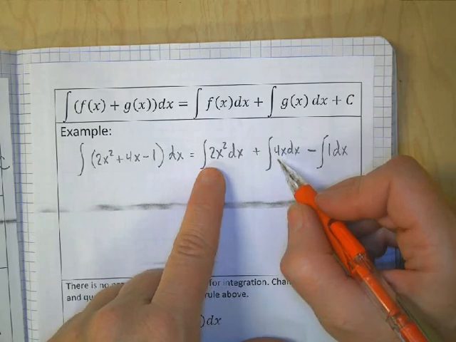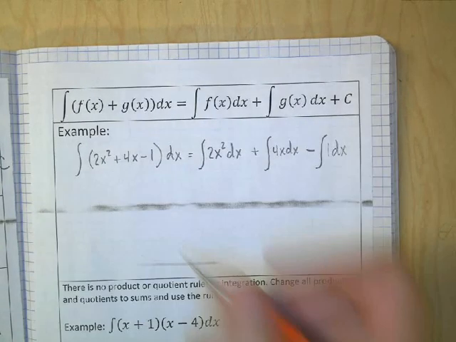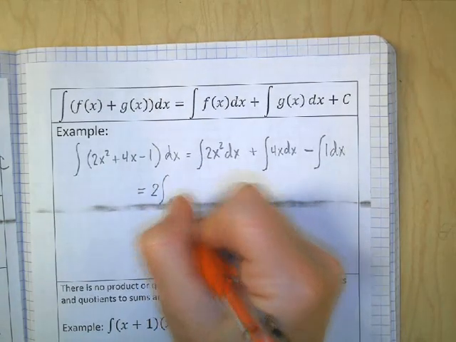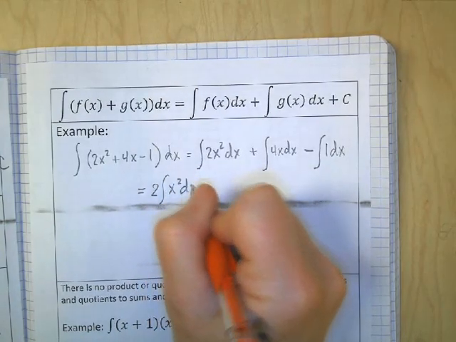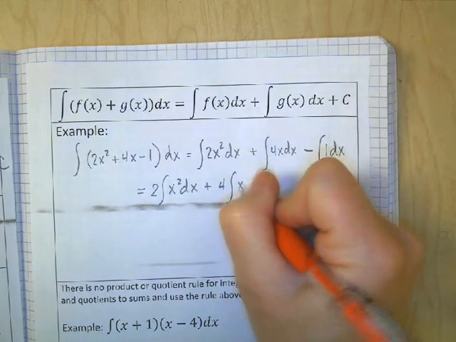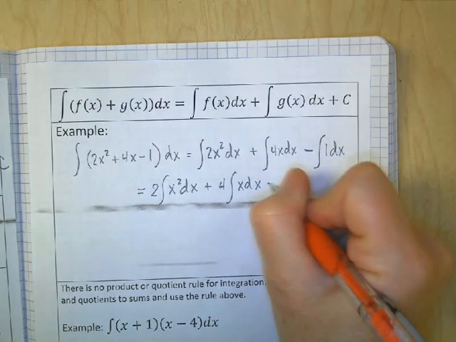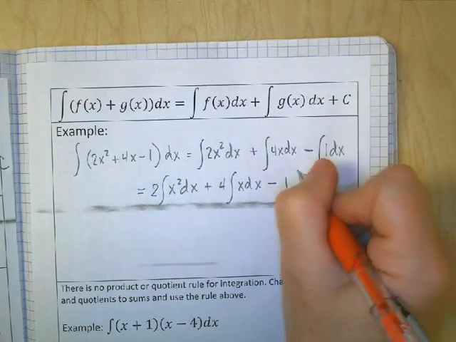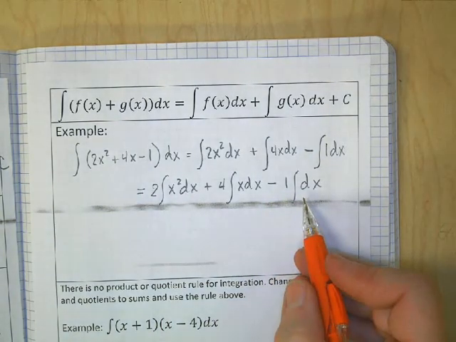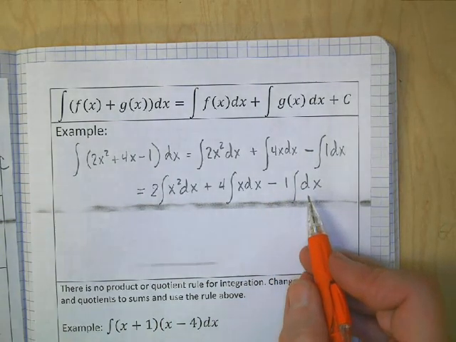So again, I can move those out to the side. So I can write this as 2 times the integral of x squared dx plus 4 times the integral of x dx minus 1 times the integral of dx. Okay, this one you might not want to move out because that might be kind of confusing, but this is like the first one that I did.